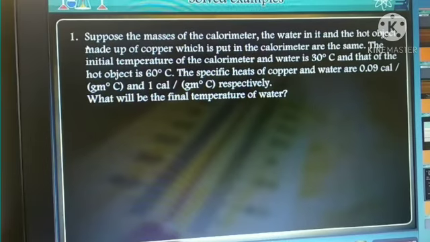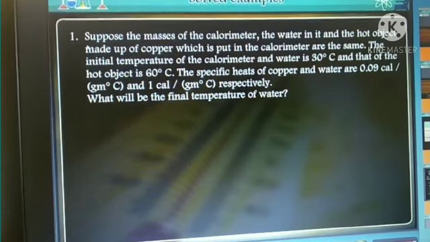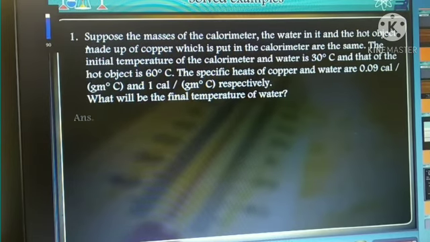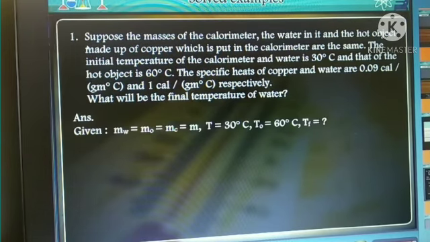Solved examples. Suppose the masses of the calorimeter, the water in it and the hot object made up of copper which is put in the calorimeter are the same. The initial temperature of the calorimeter and water is 30 degrees Celsius and that of the hot object is 60 degrees Celsius. The specific heats of copper and water are 0.09 calorie per gram degree Celsius and 1 calorie per gram degree Celsius respectively. What will be the final temperature of water?